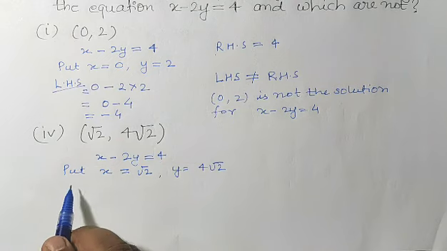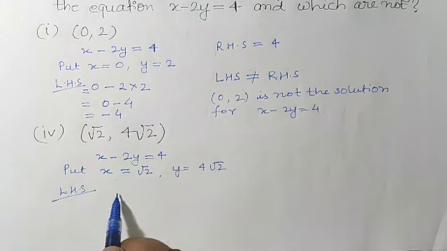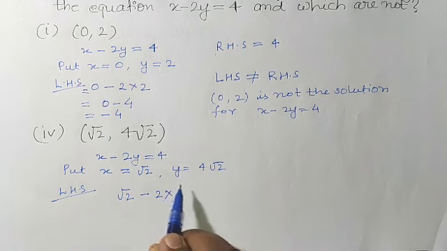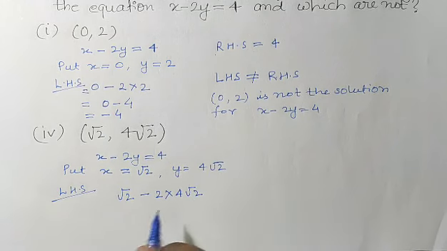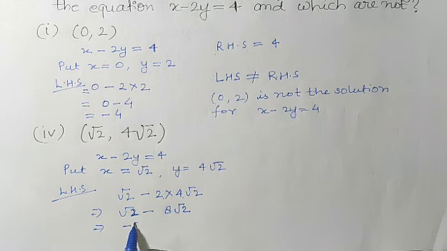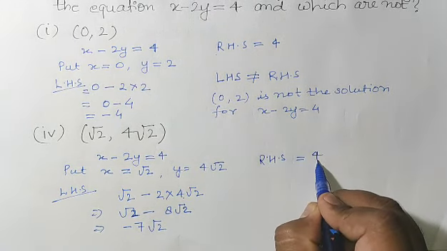Okay, now see the left hand side. Left hand side is x minus 2y, so firstly under root 2 minus 2 into y. So y is what? 4 under root 2. So see, it is under root 2 minus 2 4s are 8, so it will be under root 2 minus 8 under root 2. So under root 2 minus 8 under root 2 will be minus 7 under root 2. It is your left hand side. But right hand side is what? Right hand side is 4.